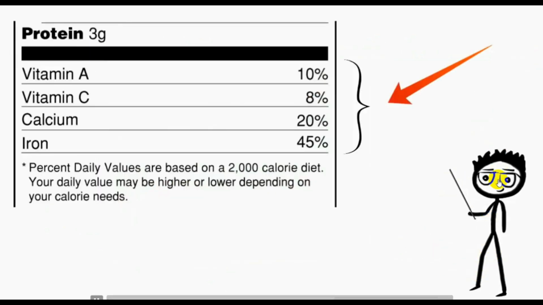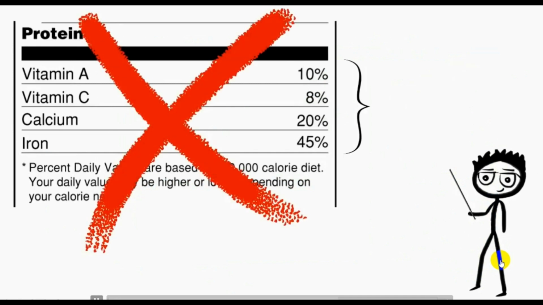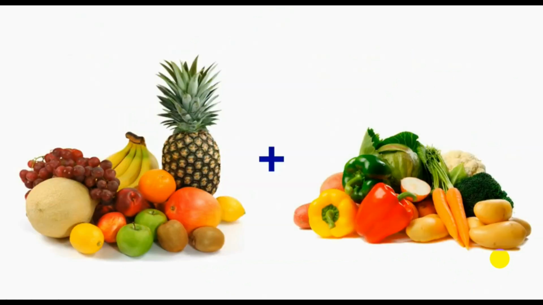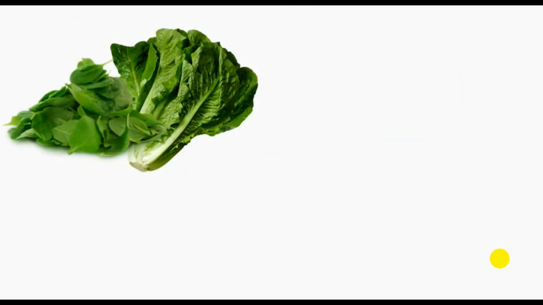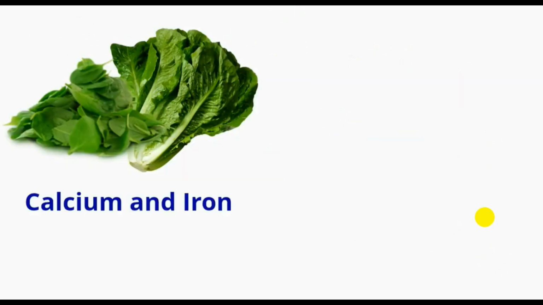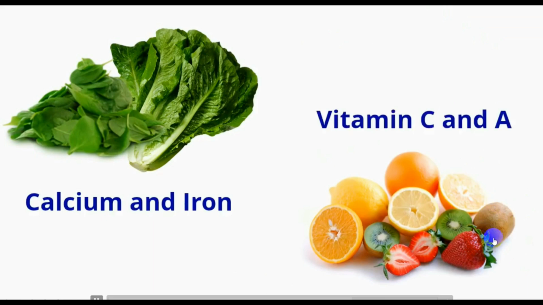Finally, we have a few key vitamins at the bottom. It may sound strange, but ignore these. These numbers will be notoriously low, and you should be focusing instead on getting lots of fruits and vegetables in every day to meet your vitamin requirements. Leafy greens contain calcium and iron, and fruits contain vitamin C and vitamin A.